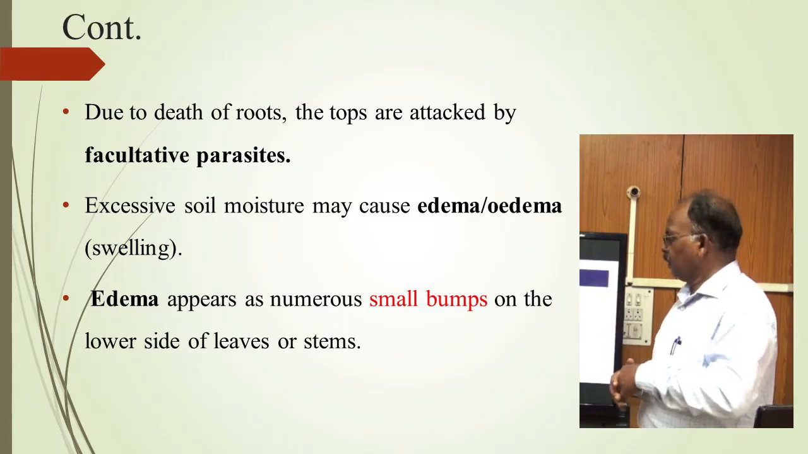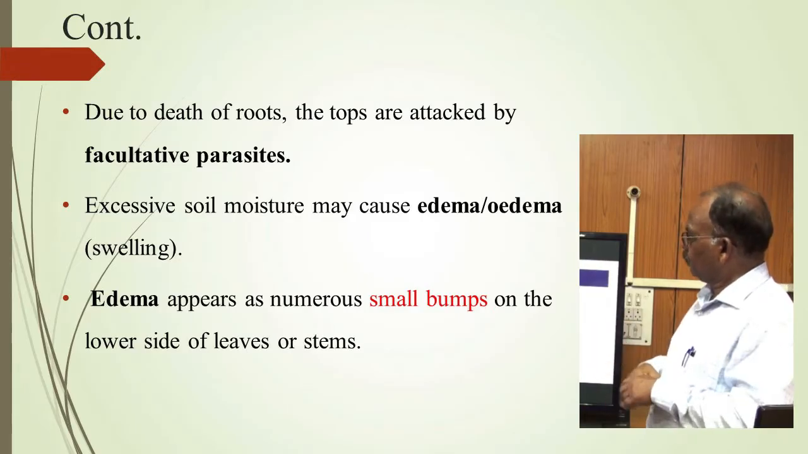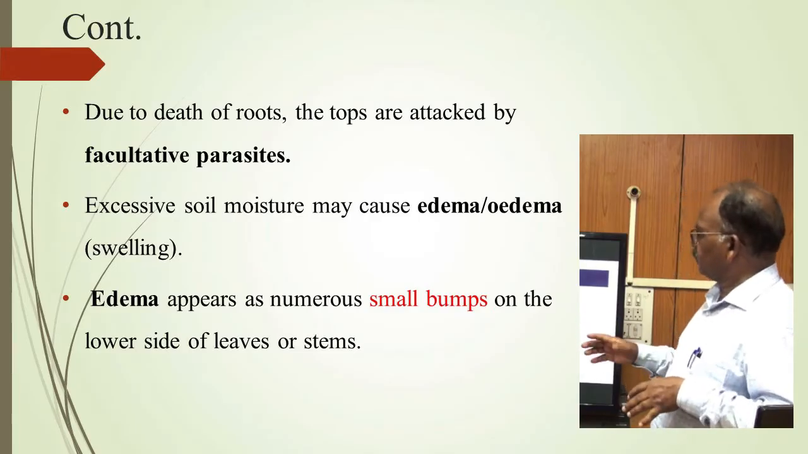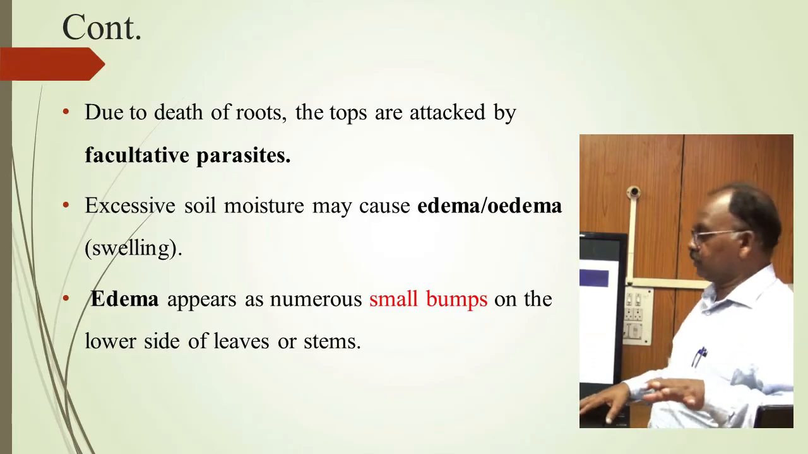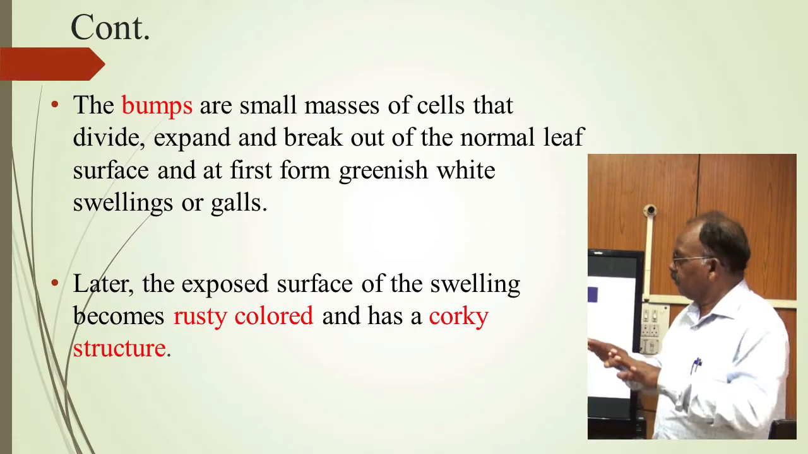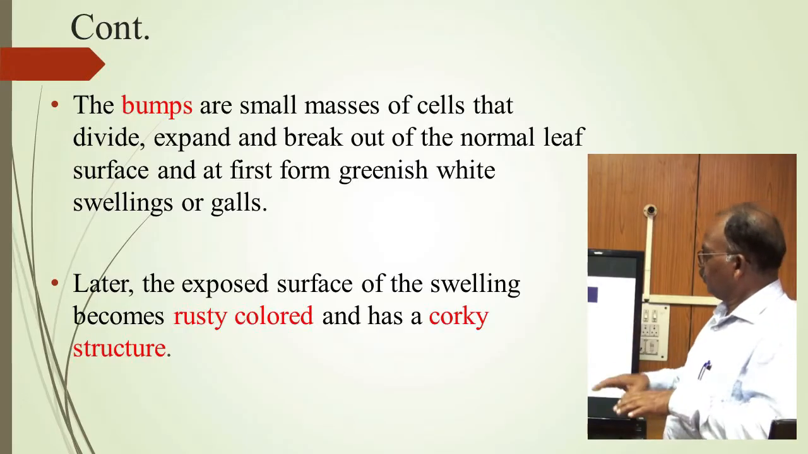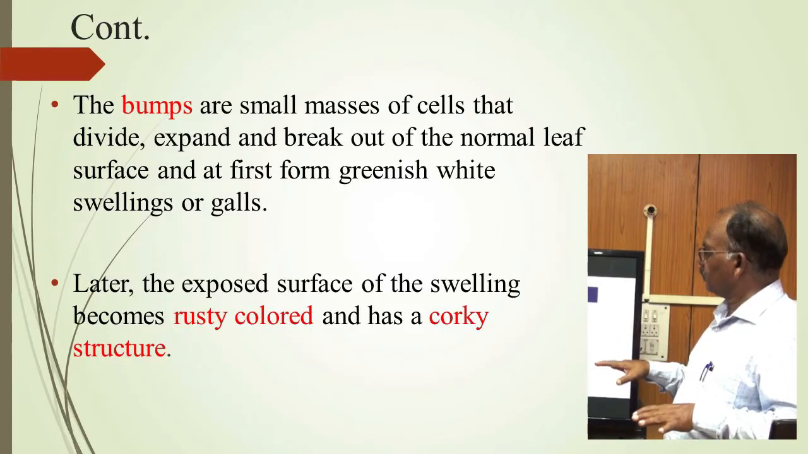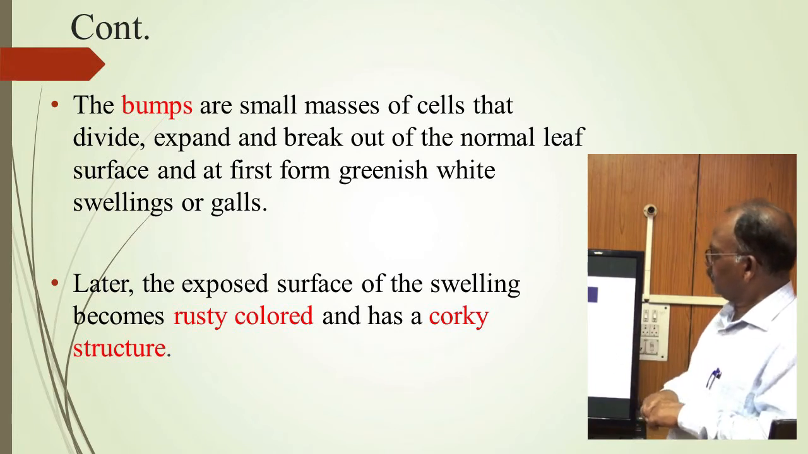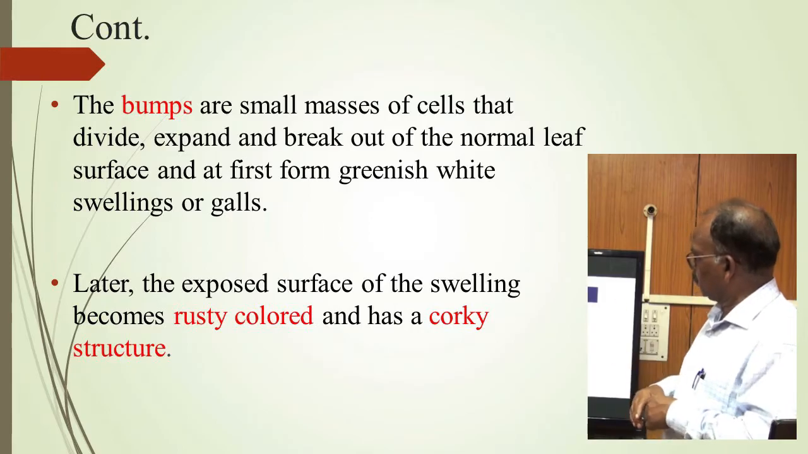Excessive soil moisture may also cause edema or oedema. Oedema means swelling. This edema appears as numerous small bumps on the lower side of the leaves or stem. What are the bumps? Bumps are small masses of cells. Later, the exposed surface of the swelling becomes rusty colored and has a corky structure. Rusty color means it changes into brown color.